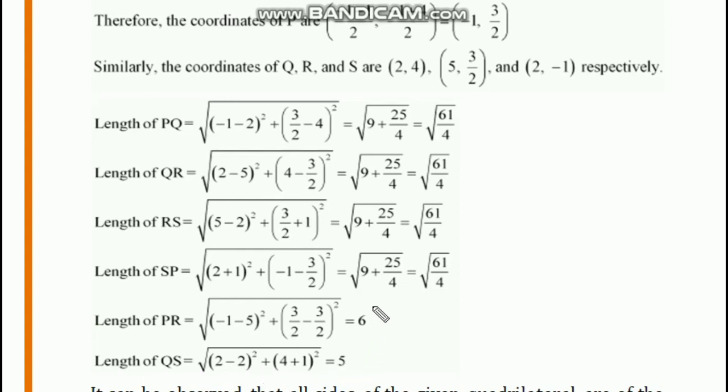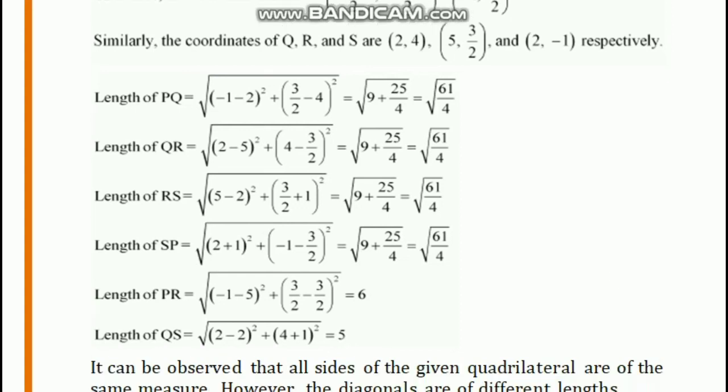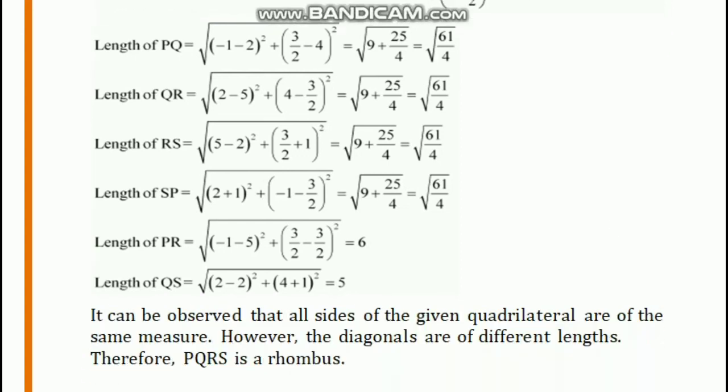So here see this, the sides are equal, but the lengths of the diagonals are different. If the sides are equal but the lengths of the diagonals are different, we know that the shape will be a rhombus. So we know that PQRS is a rhombus.